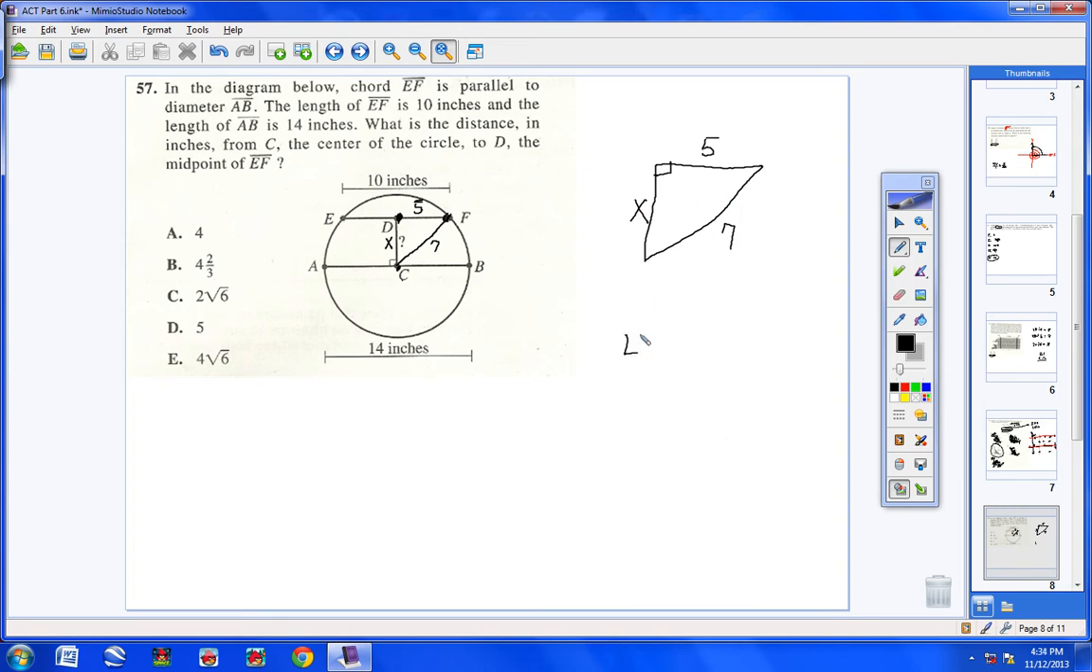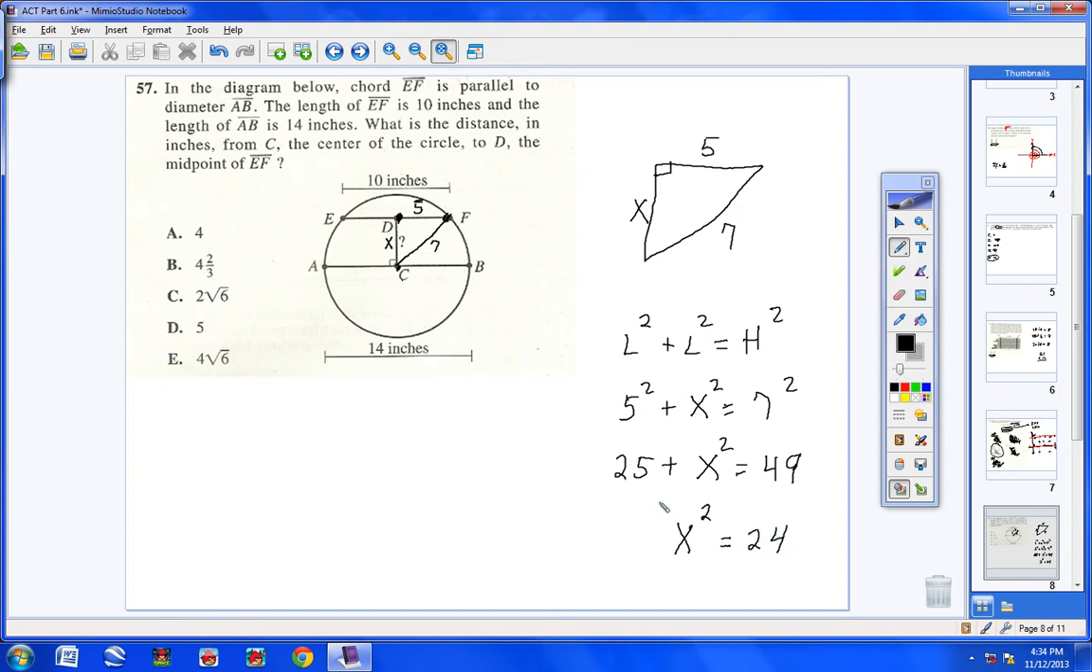You all heard of Pythagorean Theorem? L squared plus L squared equals H squared, or A squared plus B squared equals C squared. So one of my legs is 5 squared. My other leg is X squared. My hypotenuse is 7, so 7 squared. So I have 25 plus X squared equals 49. Now bring your 25 over and make it a negative 25. And when you do that, you're left with X squared equals 24. Bring the 25 over and make it a negative 25, then you will get 24.